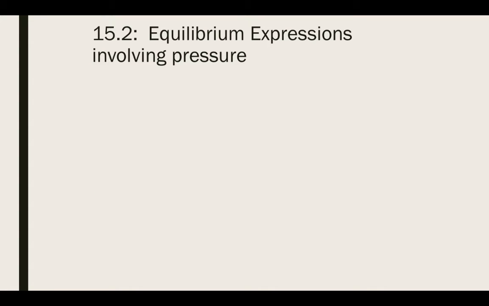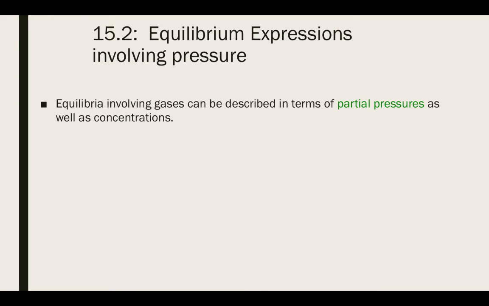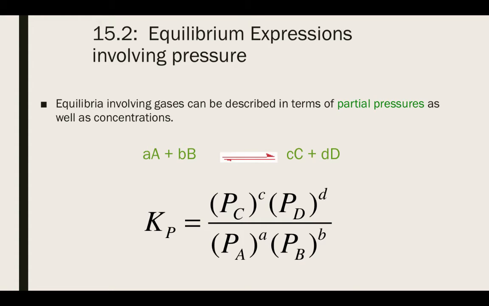Now let's look at an equilibrium expression involving pressure. When dealing with gas phase systems, it's common to express partial pressures instead of concentrations of each gas. In this case, our equilibrium expression is written the same way. The only exception is instead of brackets to represent concentration, we use large P to represent partial pressure. This would read the partial pressure of gas C raised to its coefficient times the partial pressure of gas D raised to its coefficient, and so on.